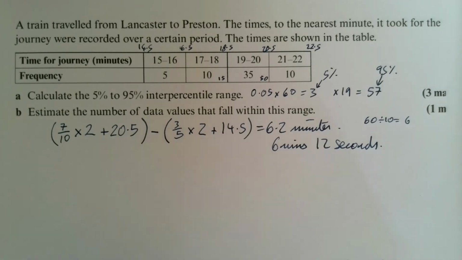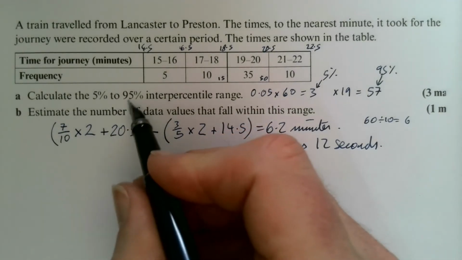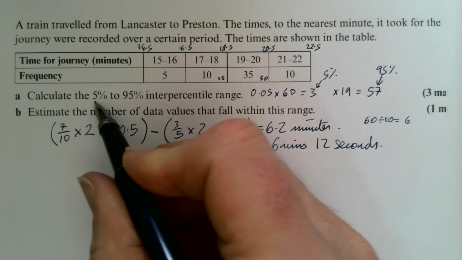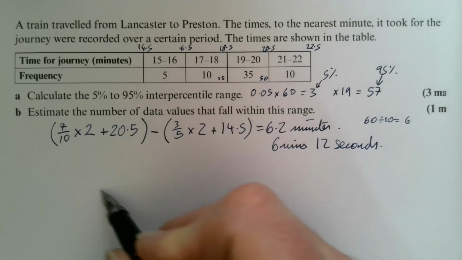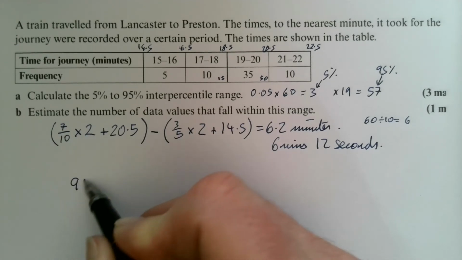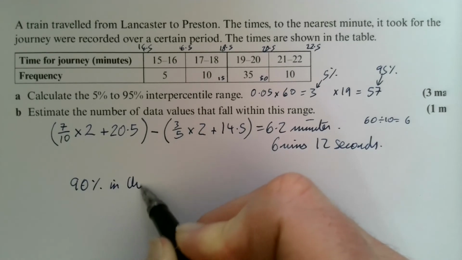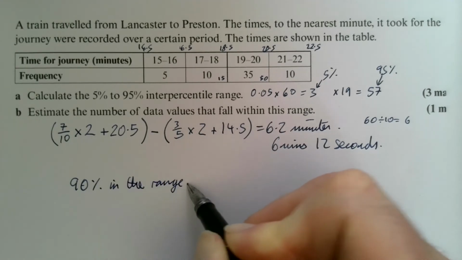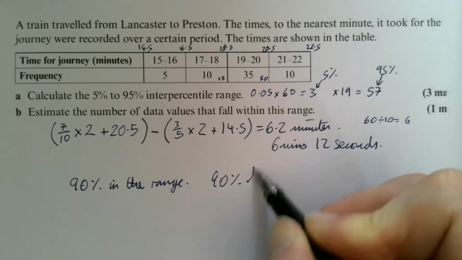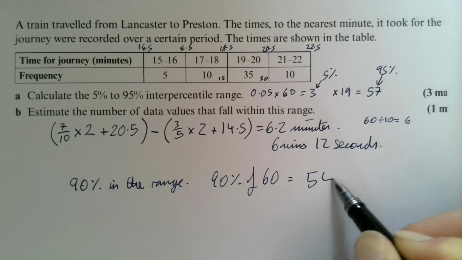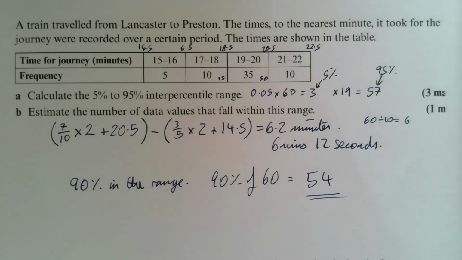And then estimate the number of data values within this range. Well, how many have we got? We've actually got 90. We're losing 5% there. We're losing 5% at the top. So we've got 90% in the range, and 90% of, how many have we got of 60 is 54, and that's exact, so that's what our estimate will be.